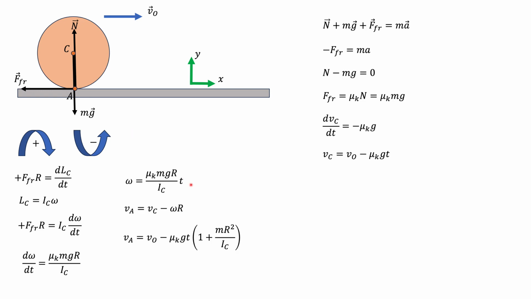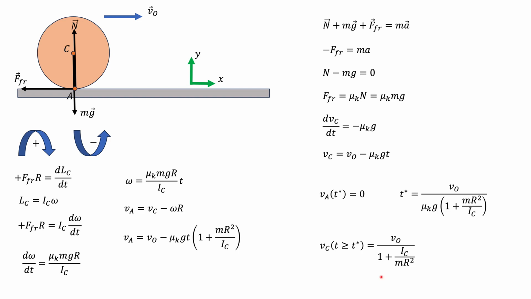So we can do some kind of analysis. We can find, for example, a time when this is going to happen. The time t star, when velocity of point A is going to become 0, and we're going to have a no slipping condition, corresponds to t equals this value. And also we can calculate the velocity of the center of mass from that point on. And that's it for today.